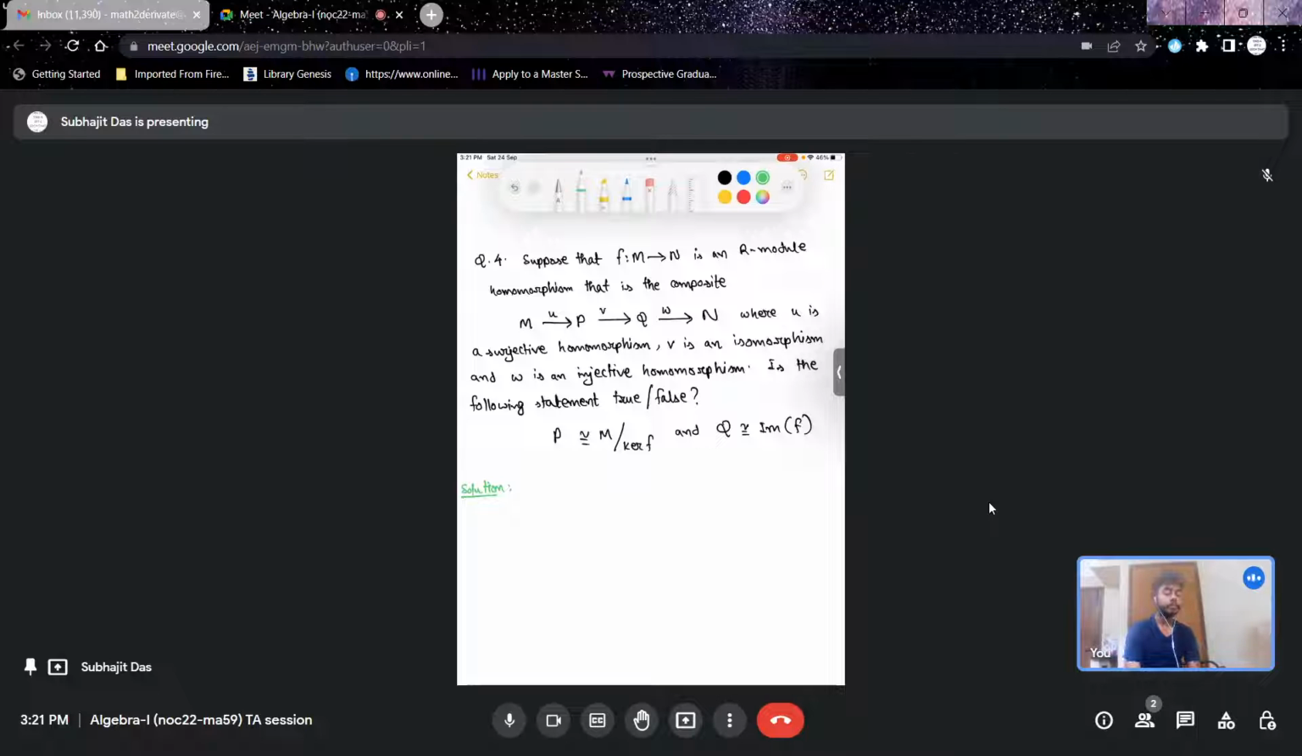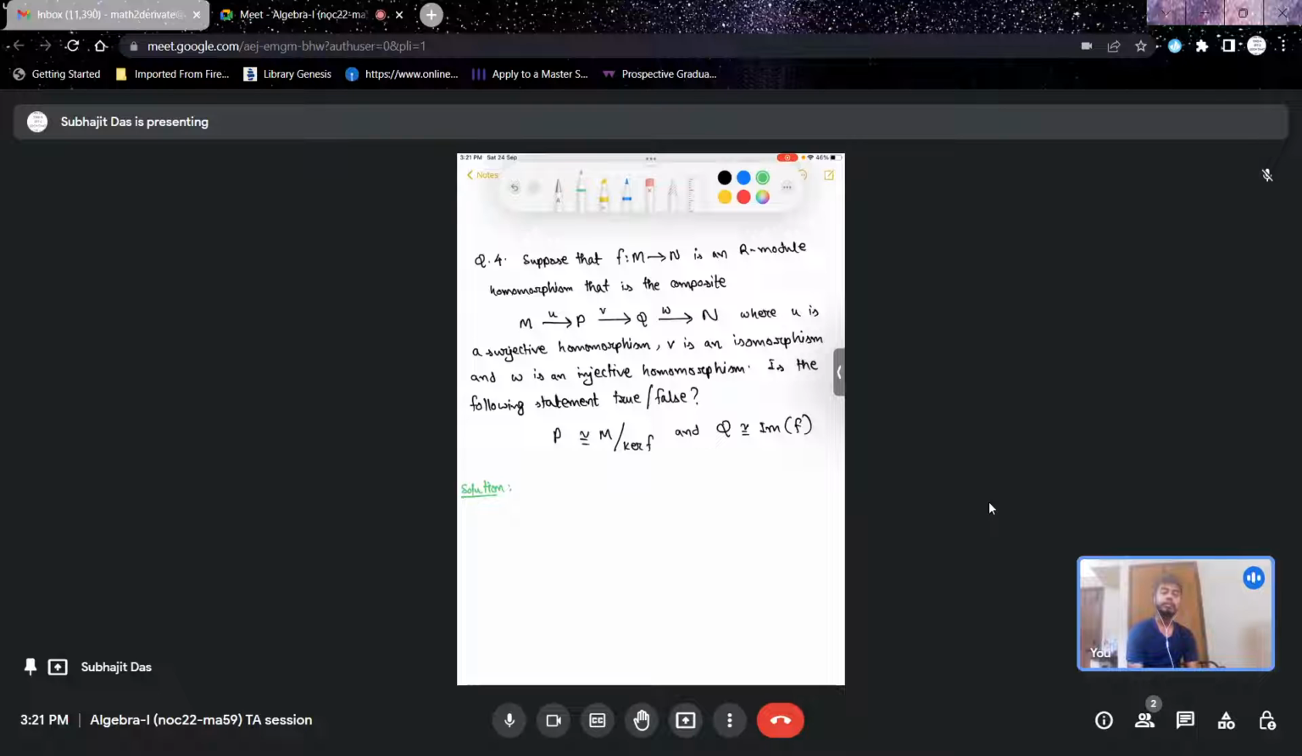Okay. So we are given these three arrows, and we know that their composition is F. We need to figure out whether the following statement is true or false: P is isomorphic to M mod kernel of F, and Q is isomorphic to the image of F. So the module P is isomorphic to M mod kernel F, while the module Q has to be isomorphic to the image of F.